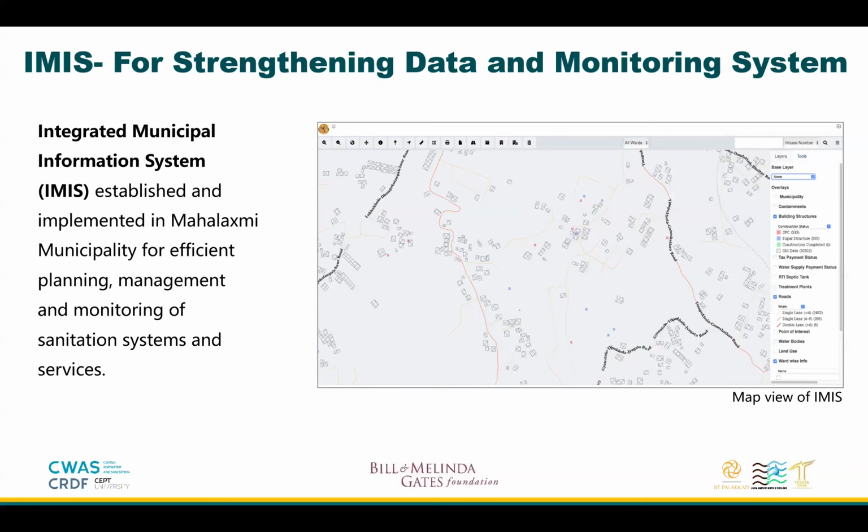In order to ensure that the data and monitoring system is strengthened within the municipality, Mahalakshmi municipality is also the first municipality in Nepal to establish this integrated municipal information system. This is the information system which provides overall information about sanitation and also other interrelated departments of the municipality, supporting the municipality in efficient planning, management, and monitoring of the sanitation systems and services. This system provides every piece of information related to the sanitation systems, so that the information is digitalized, and through the dashboard in the integrated municipal information system, the data and information is readily and easily accessible. Next slide, please.